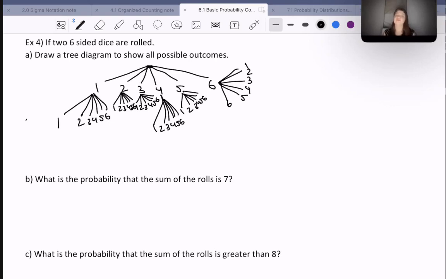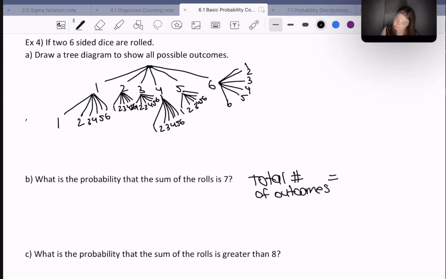Okay, so first things first, we need to know what are the total number of rolls we could have here. Well, let's go back to our combinations and permutations unit for a minute. The number of outcomes possible, so total number of outcomes, would be what?